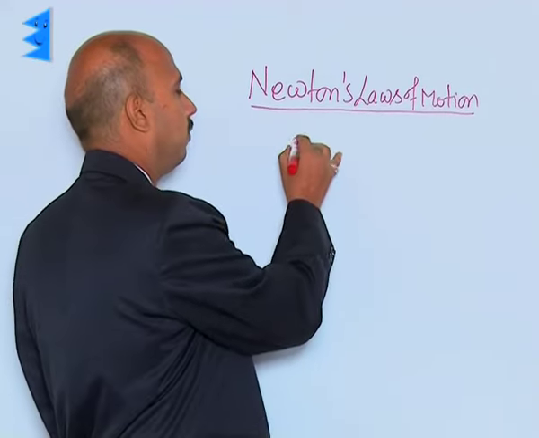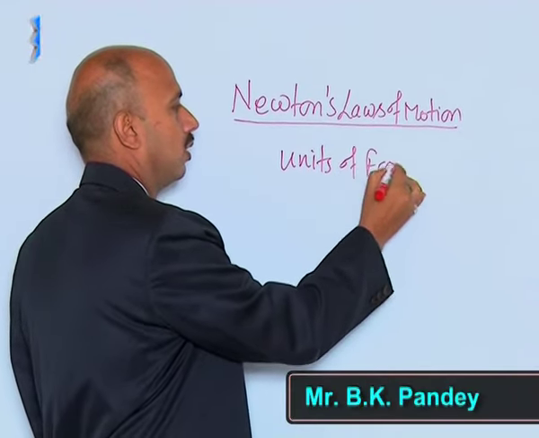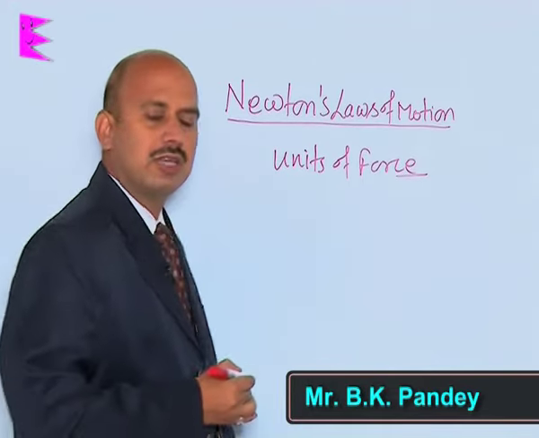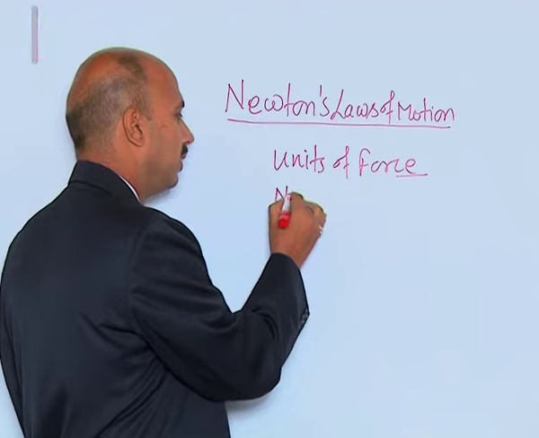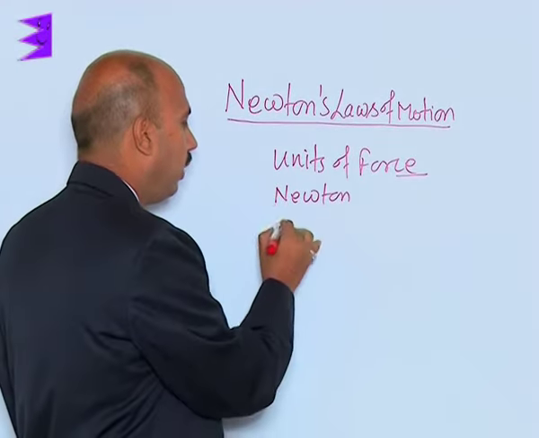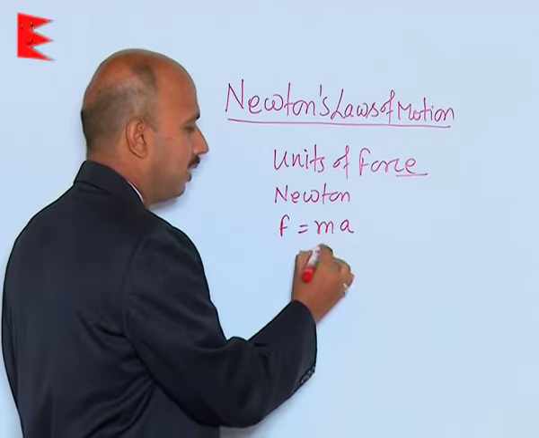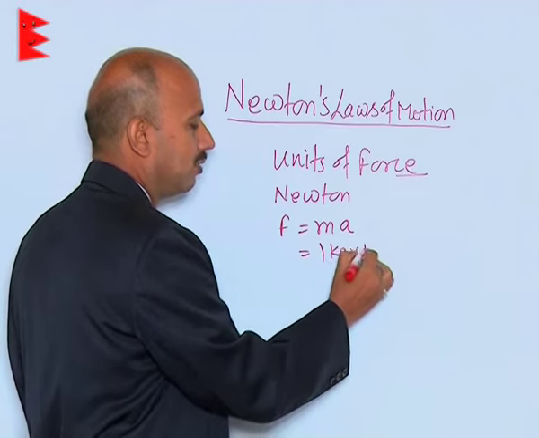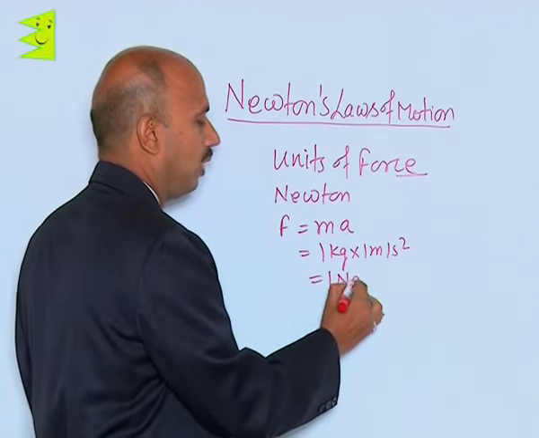Now take units of force. Units of force, actually these are called absolute units. First one is Newton, this is the SI unit. You know it, F is equal to m into a. If m is 1 kg and acceleration is 1 meter per second square, this is called 1 Newton.